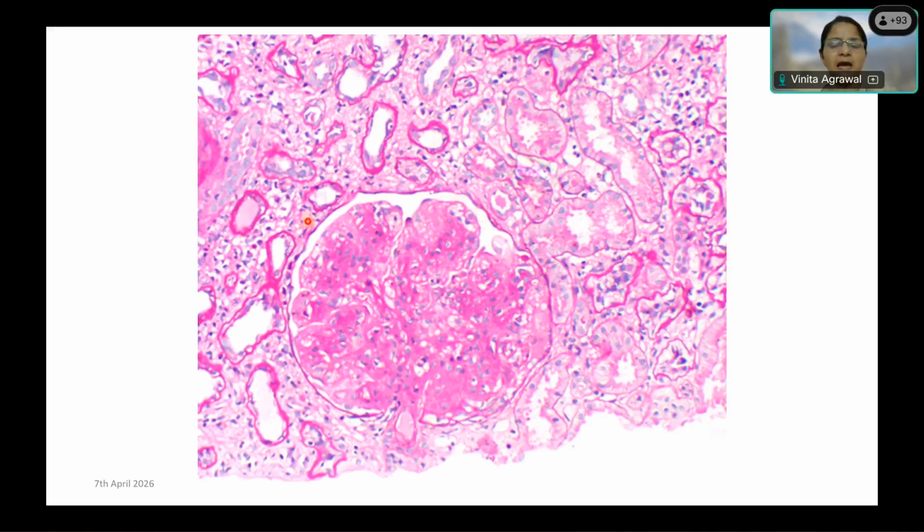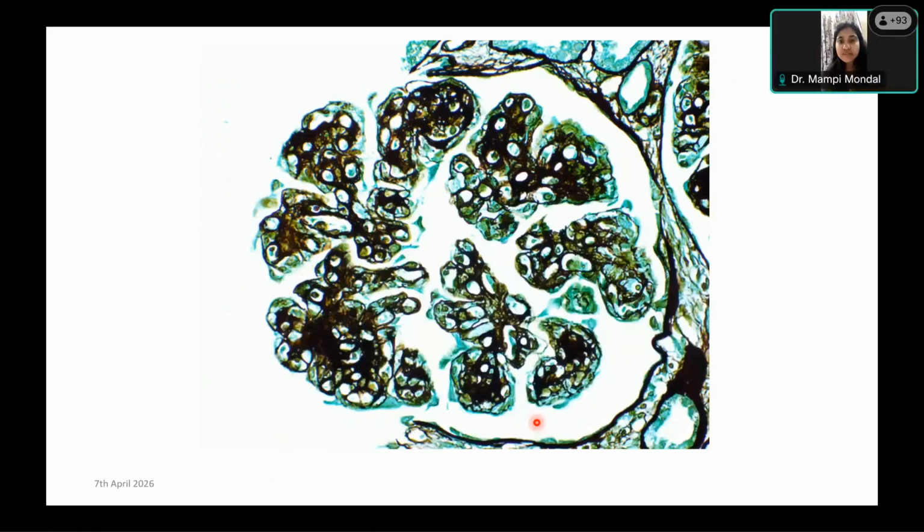Most of the endocapillary hypercellularity will always be accompanied by mesangial hypercellularity. So there is global endocapillary hypercellularity with lobular accentuation. You look at these lobules, which are very prominent, right? Of course, there is tubular atrophy. So these are the findings. What is this stain? And there is inflammatory cell infiltrates also. This is a silver stain.